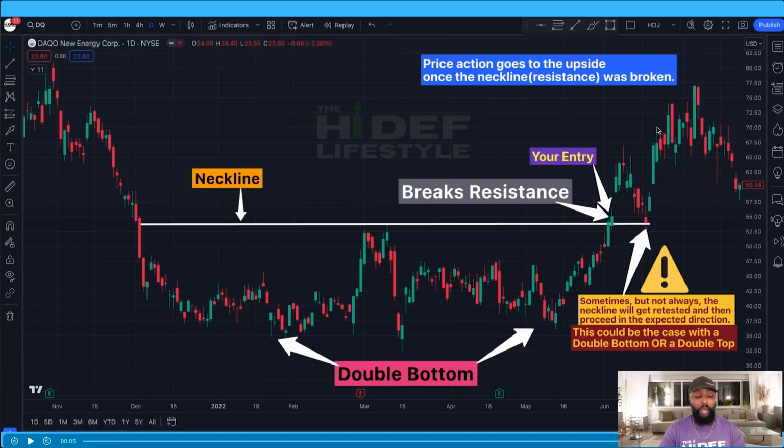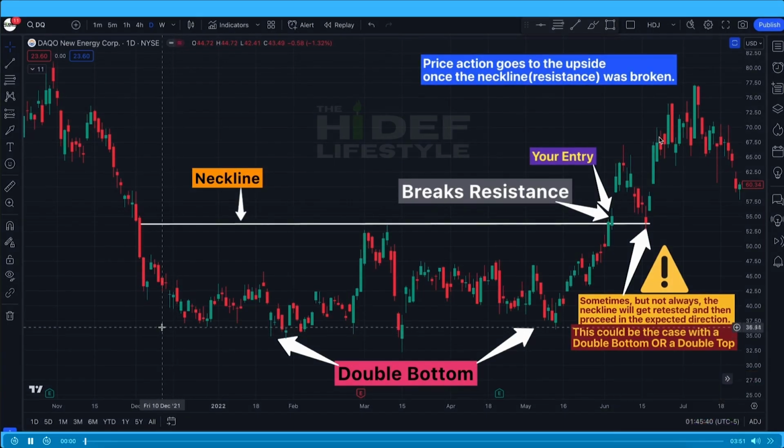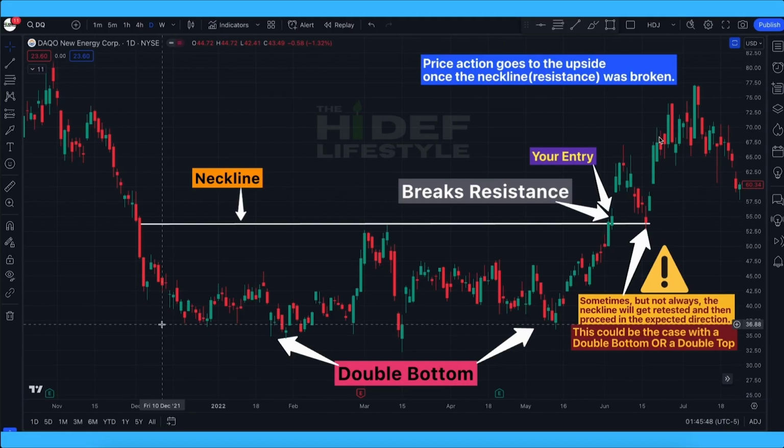Okay, so now we're going to jump into a video that's going to talk about this double bottom formation. All right, so we talked about the double top and when you can look to close your position when you are in a double top play. Now let's look at the double bottom. It's going to be the same exact thing.